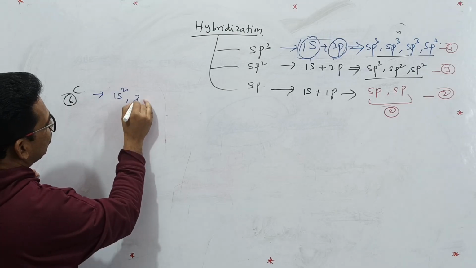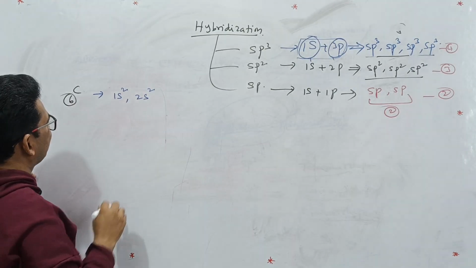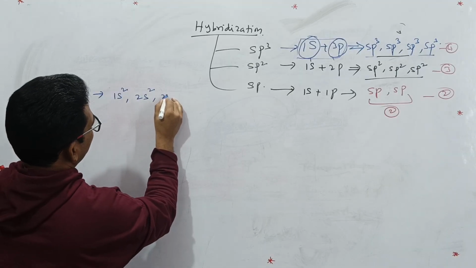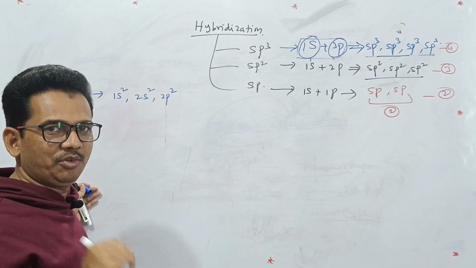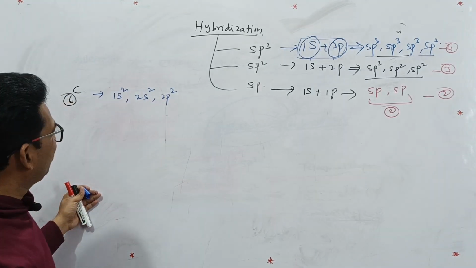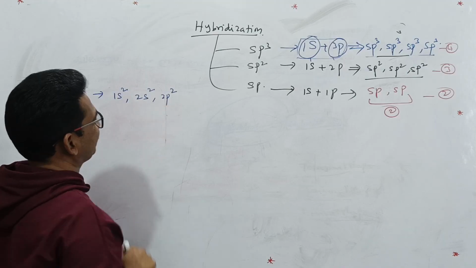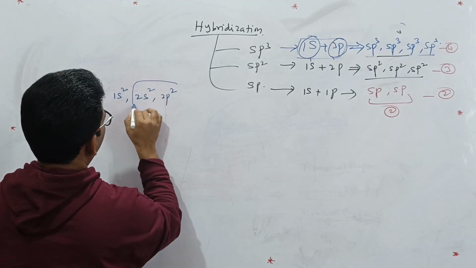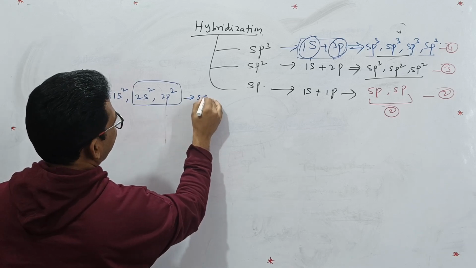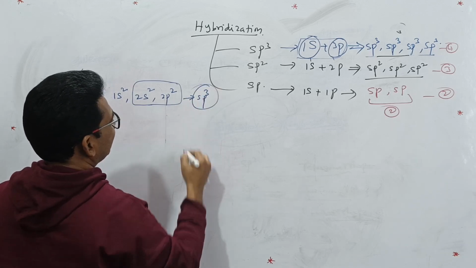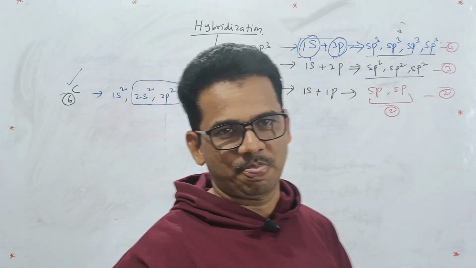1s2, 2s2, in the s orbital only 2 electrons. Then 2p2. In the case of p, 6 electrons can occupy, but how many are there here? See, 1s2, 2s2, 2p2. Then how are you going to find out this carbon? It is going to produce sp3 hybridization. How? How are we going to determine this?